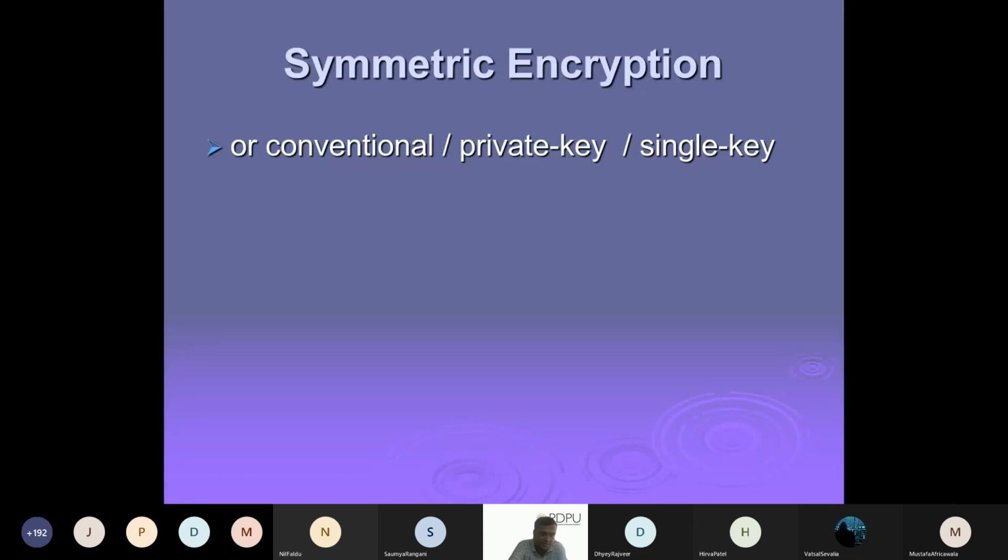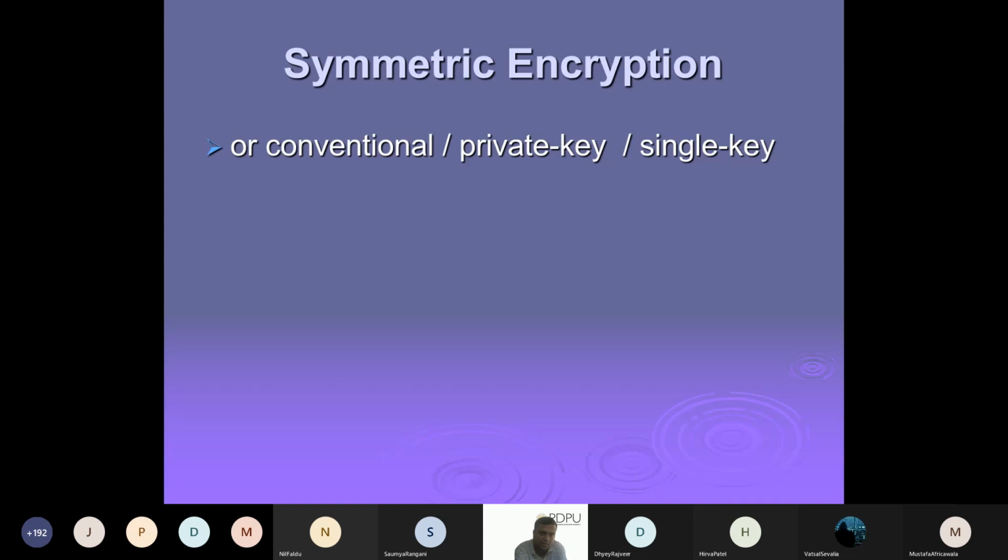So in symmetric encryption, generally in security we have two entities. One we call the sender and one we call the receiver. Both of them are using the key, right? That is what we are using the word for. So in symmetric encryption, we have one key, which is either a conventional key, a private key, or a single key.